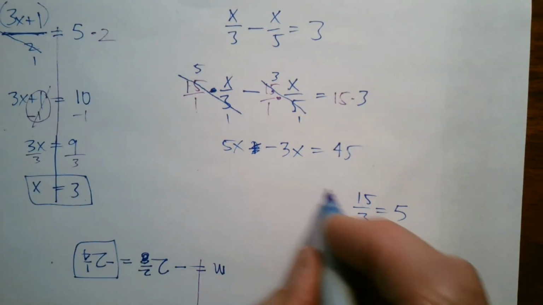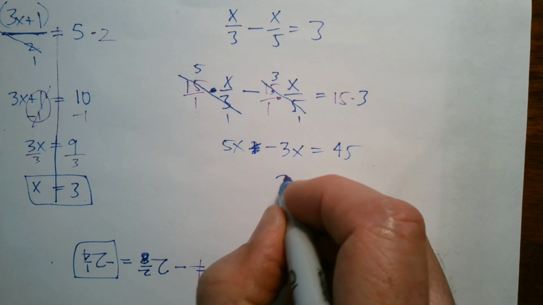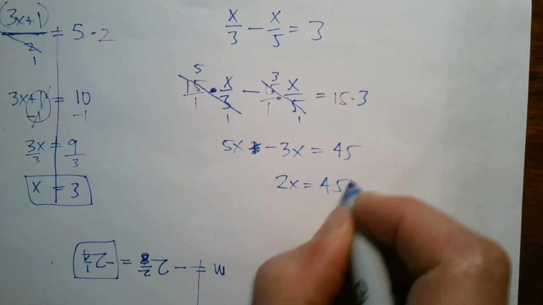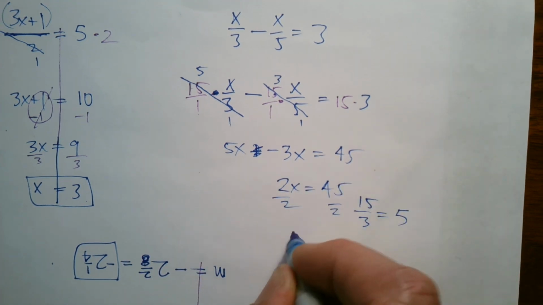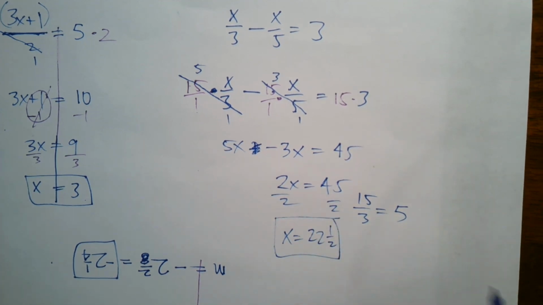Okay, then keep going. 5x minus 3x is 2x, equal to 45. Divide both sides by 2. x is equal to 22 and a half. Okay, there we go.